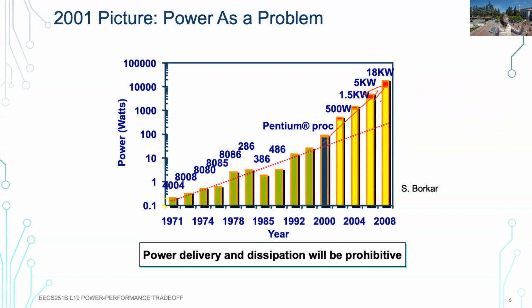So this is basically the beginning of a lot of power and energy optimization in both architecture and circuits, because we realized this is a problem.